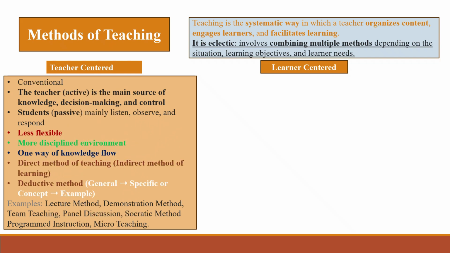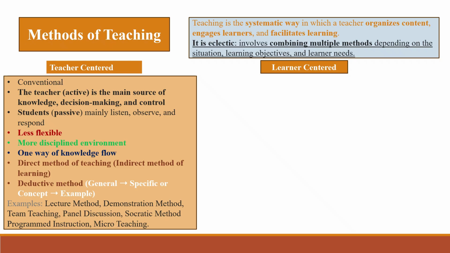First, teacher-centered methods. Teacher-centered methods are the traditional and conventional approach where the teacher is the main source of knowledge, decision-making, and control. Here, the teacher is active. Students are comparatively passive. Students mainly listen, observe, and respond. But the teacher plans the lesson, delivers the content, controls the pace, and also evaluates learning. The classroom environment is usually structured and disciplined. Communication is mostly one way. Information flows from the teacher to the students.